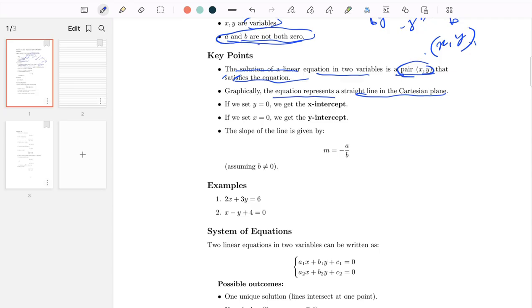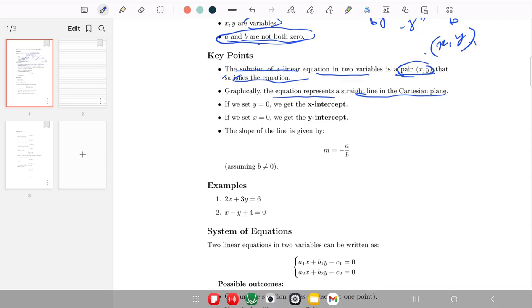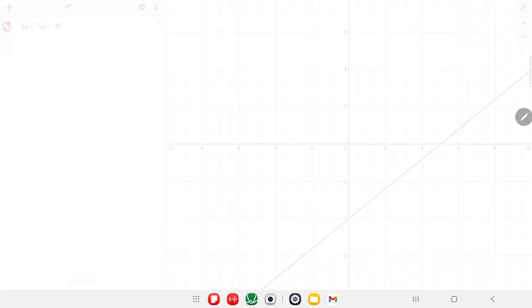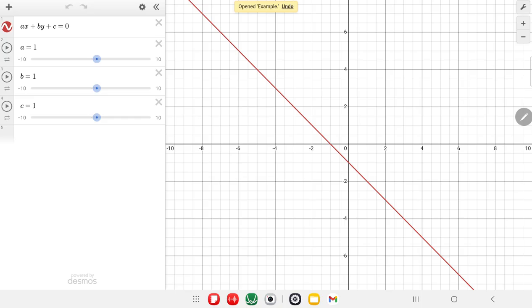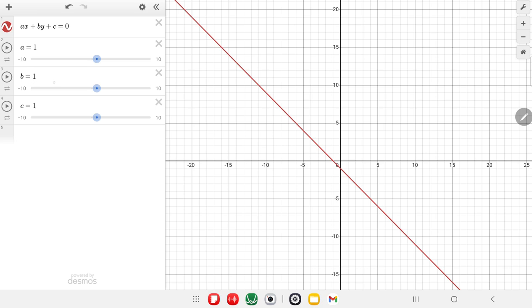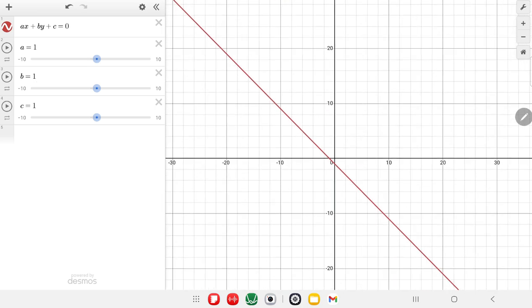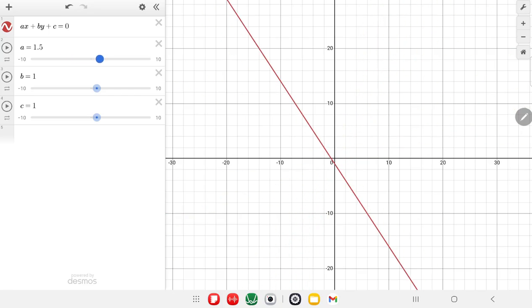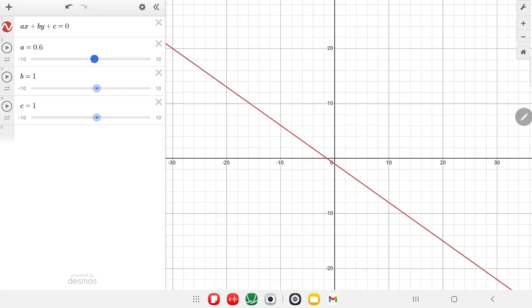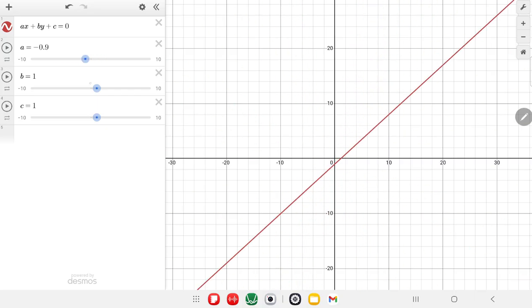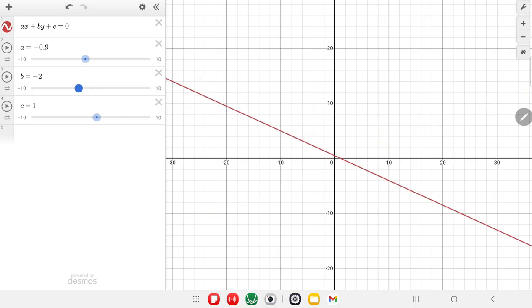We can check it. I will show you in the figure. Okay, here is our figure, and this is ax plus by plus c equal to 0. If we put a equal to 1, b equal to 1 and c equal to 1, our line looks like this. If we change the value of a, then the line changes. The line is rotating, but it's always a line. It's not going to be a circle or parabola. If we change b, it works the same way.